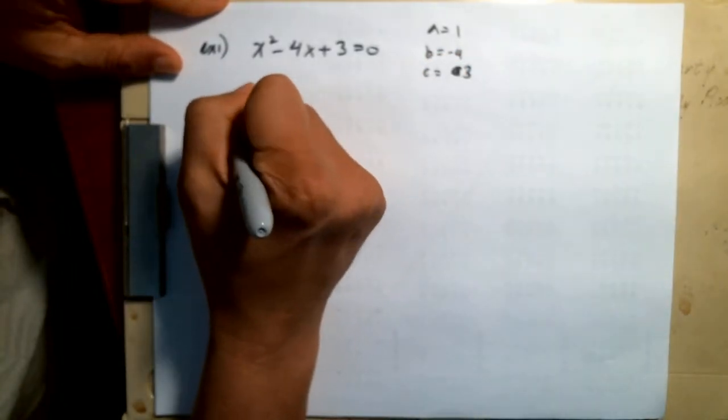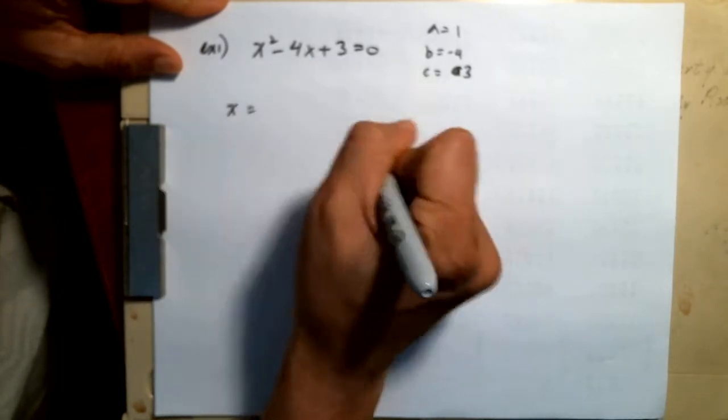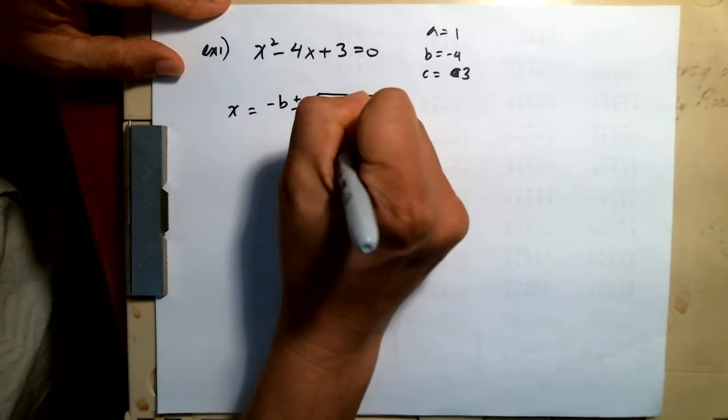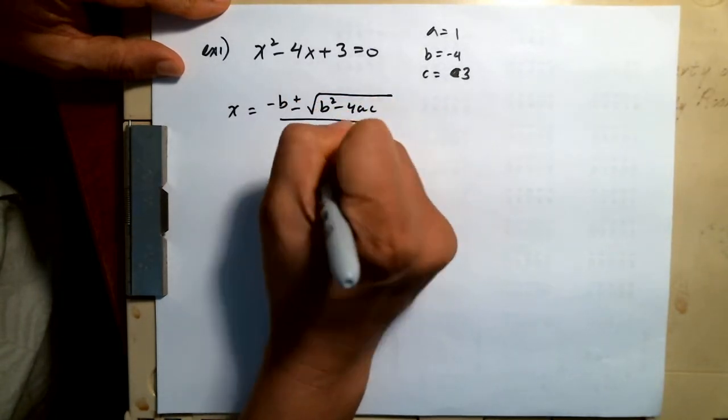And always write the formula down first until you get it memorized, forwards, backwards, in your sleep. Negative b plus or minus the square root of b squared minus 4ac all over 2a.